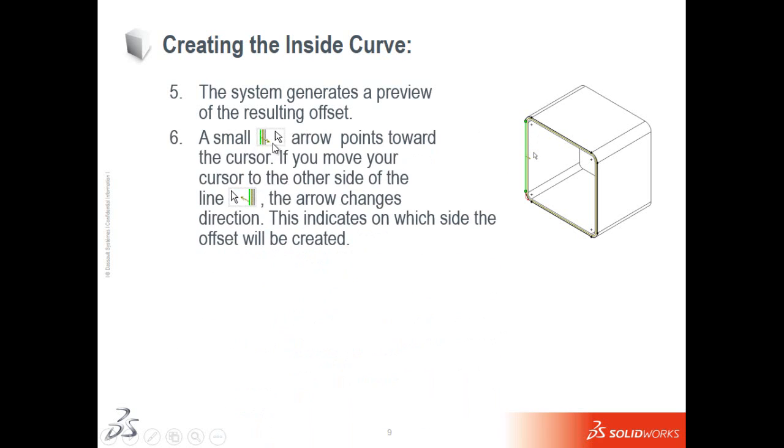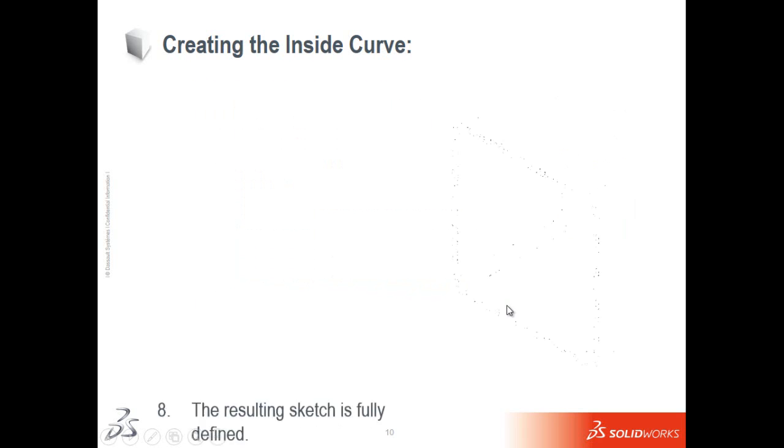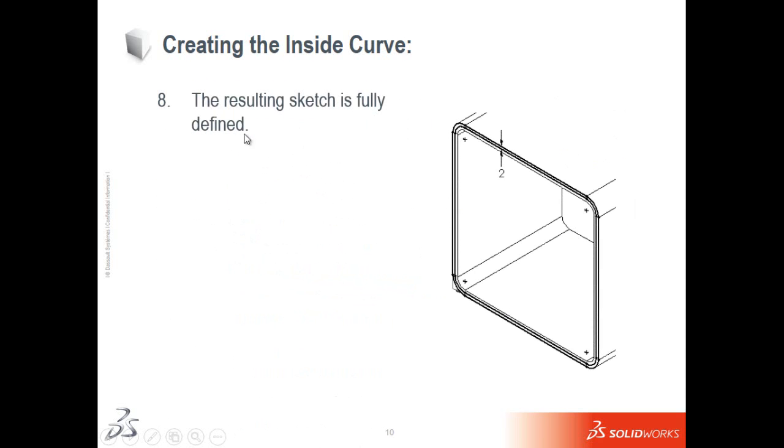A small arrow points toward the cursor. If you move your cursor to the other side of the line, the arrow changes directions. This indicates on which side the offset will be created. Move the cursor so that it is inside the contour. Click the left mouse button to create the offset. The resulting sketch is fully defined. There is only one dimension. It controls the offset distance.